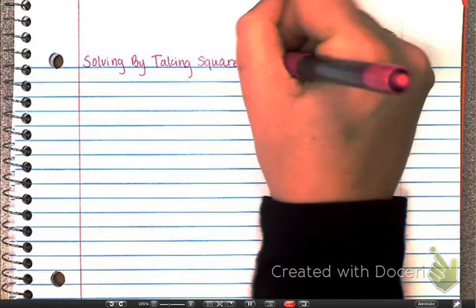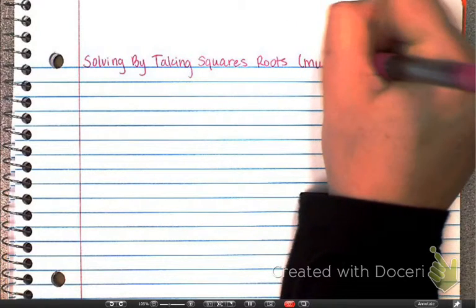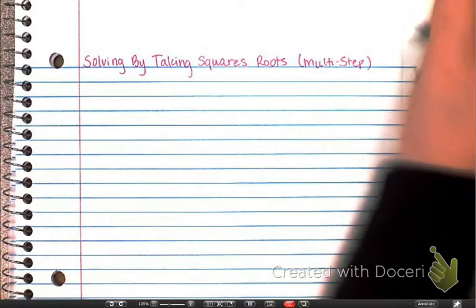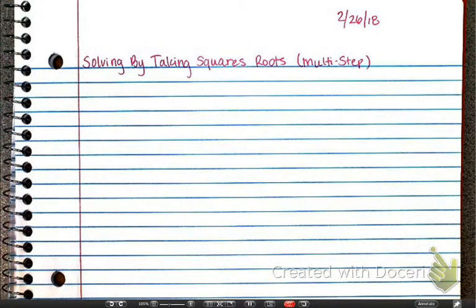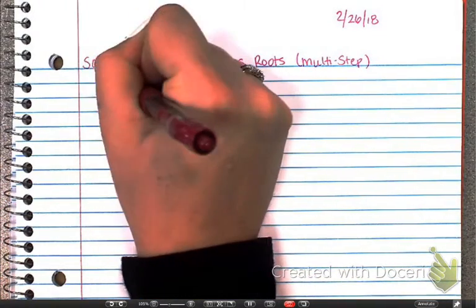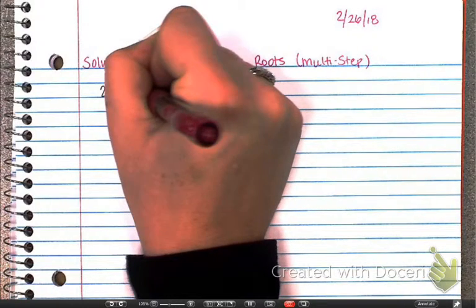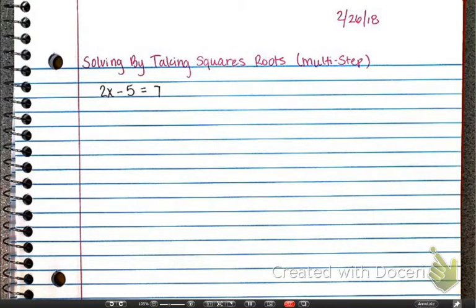Solving by taking square roots, and today we're going to look at multi-step equations. So before we actually take square roots, let's go back to IM1, Algebra 1, whatever we want to call it. And can we solve a problem that looks like this? Can we solve 2x minus 5 equals 7?